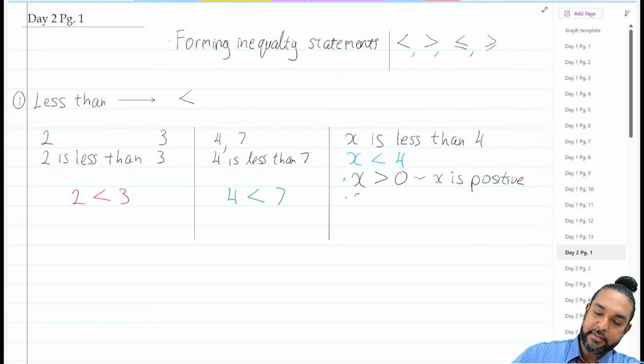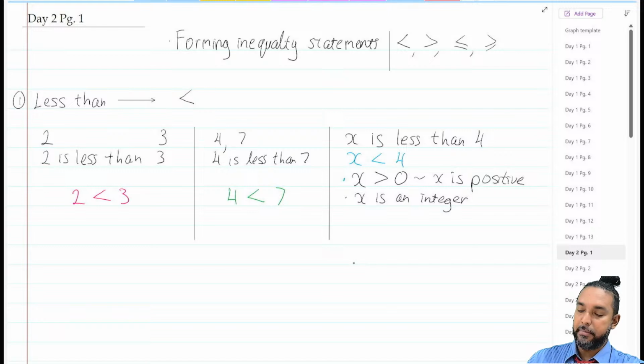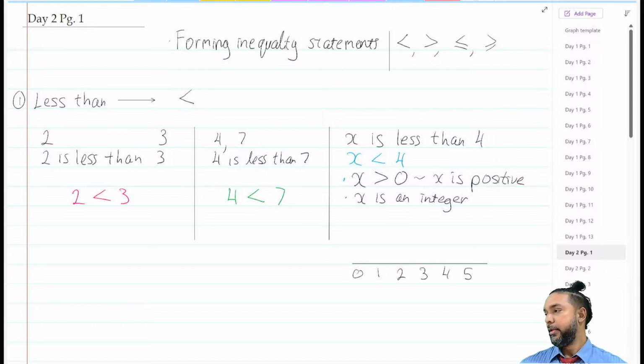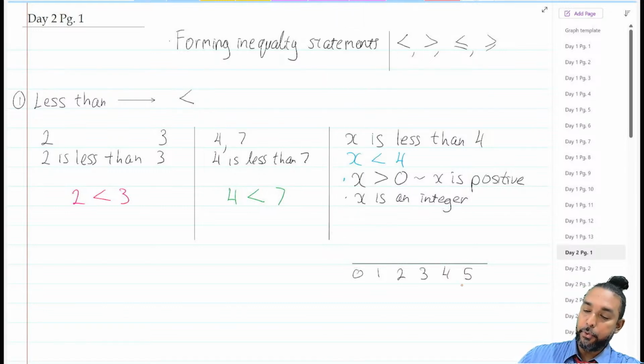Right? And x is an integer. What is an integer, people? A whole number. Right? So we could actually represent this on a number line. Right? So if we had 0, 1, 2, 3, 4, let's stop at 5.